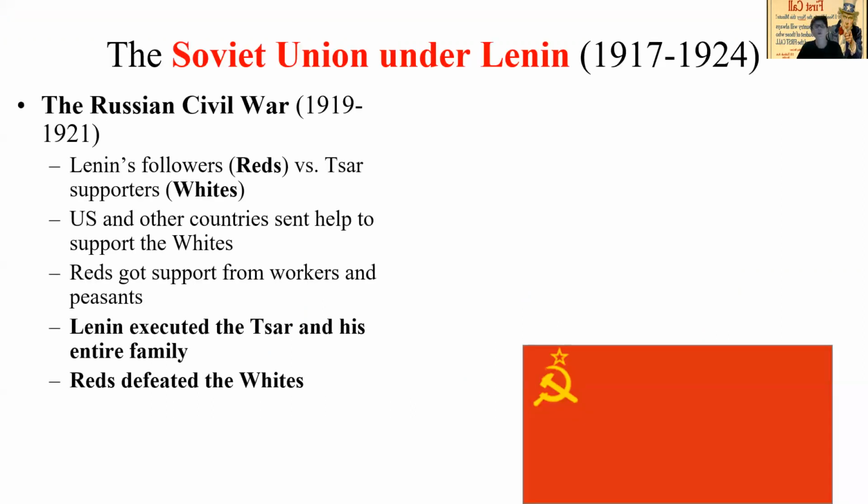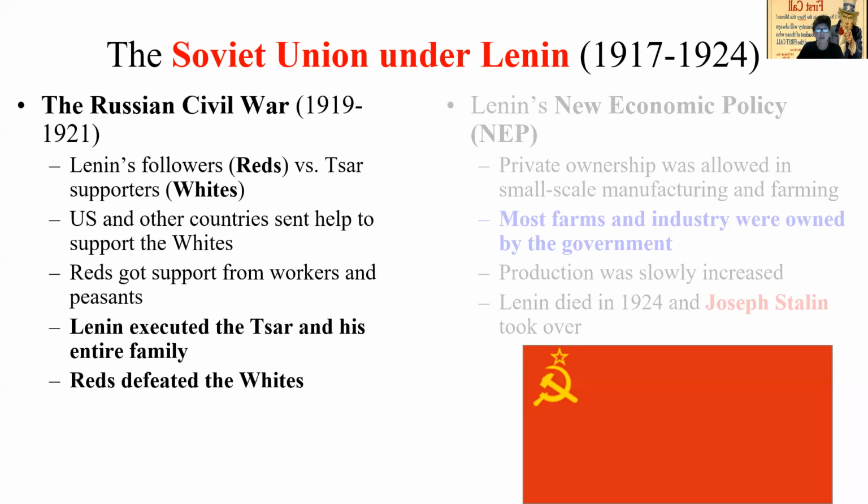So, what's going on with the Soviet Union under Lenin between 1917 and 24? Between 1919 and 1921, there are supporters of the Tsar. There's a civil war between the Reds and the Whites. The U.S. and other countries are going to support the Whites, the Tsar's supporters. The Reds get support from the workers and peasants. Lenin executes the Tsar's entire family, doesn't want anybody to be able to come back as a head of the Romanovs, and the Reds eventually defeat the Whites.